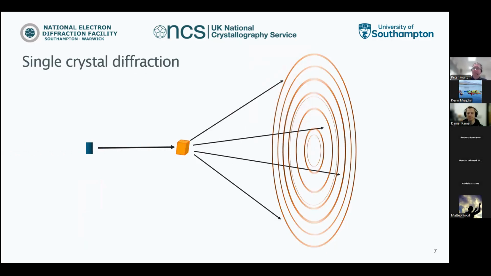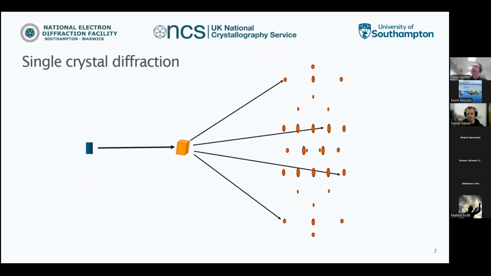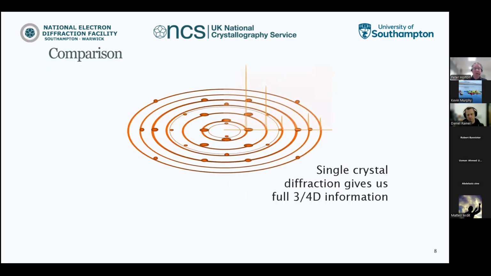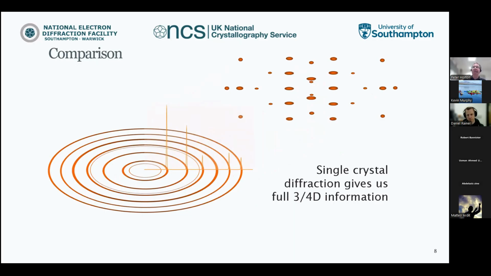Now, for single crystal, effectively the same thing occurs, but instead of getting the circles, we now get individual peaks. And these spots are related to what's inside the crystal itself. If you think about it, we've got our 2D pattern, and it's the same as the spots, but because we've got individual information, instead of being a 2D thing, we've now got 3D, possibly even 4D information. So we get a lot more information.